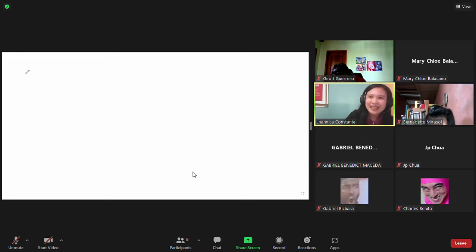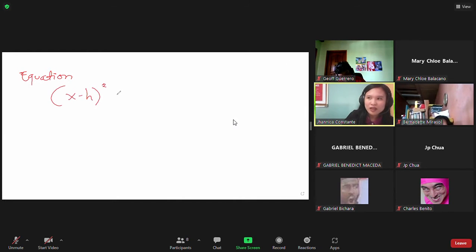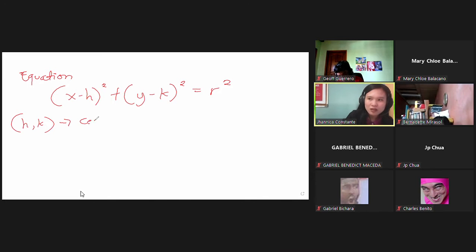Equation of a circle, standard form: x minus h squared plus y minus k squared equals r squared. That is the standard form of the equation of a circle, where h and k are the center of the circle, and r, of course, is the radius.